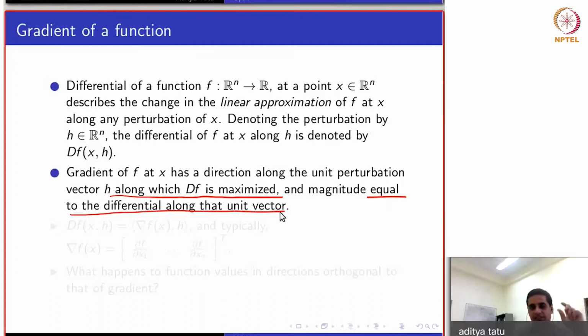And remember, I should emphasize here, I'm only looking at in what direction this linear approximation increases the maximum, not decreases. Which is why, of course, this magnitude, which must be non-negative, will always be non-negative. Right, so that is the gradient.